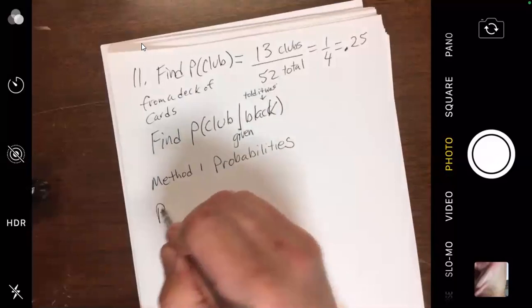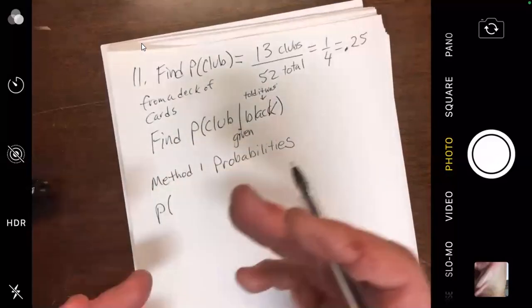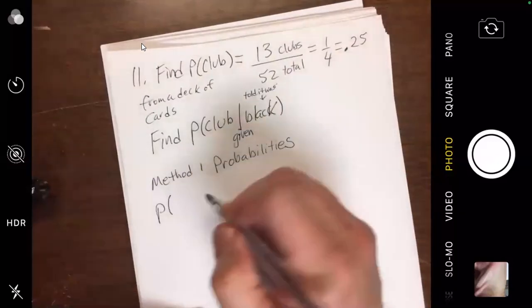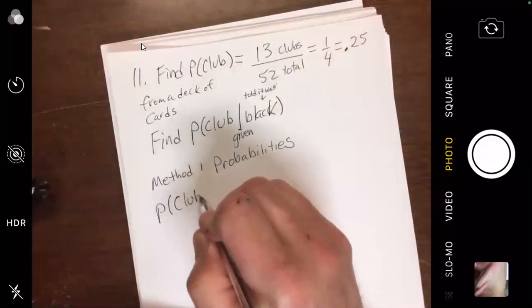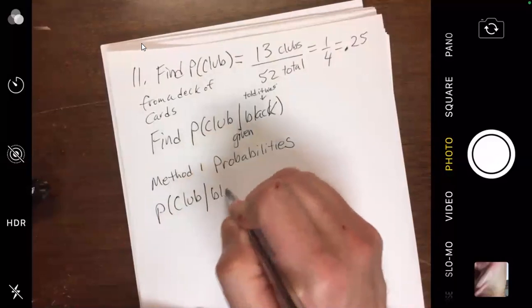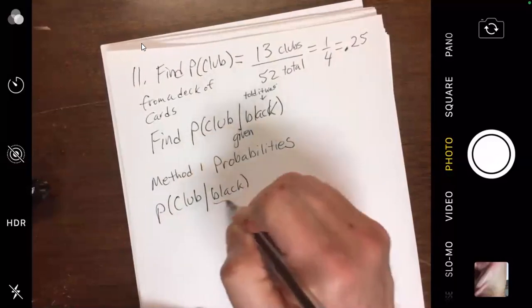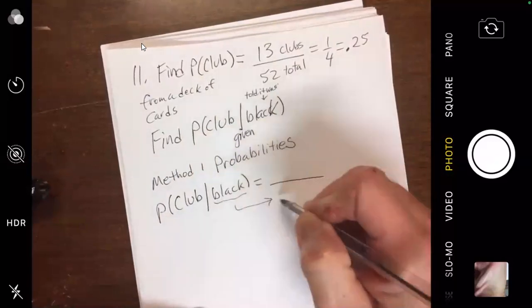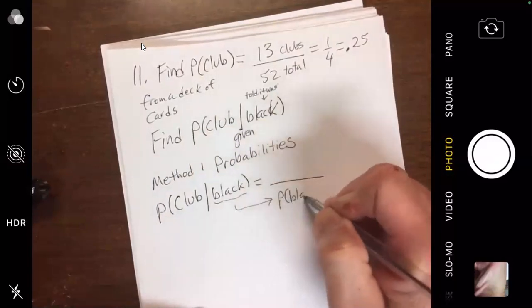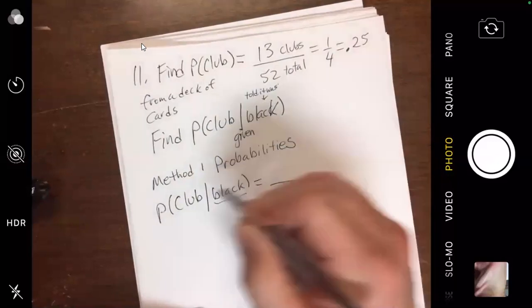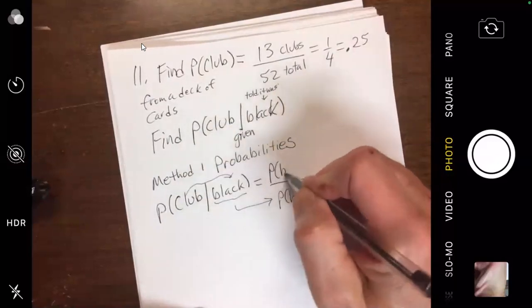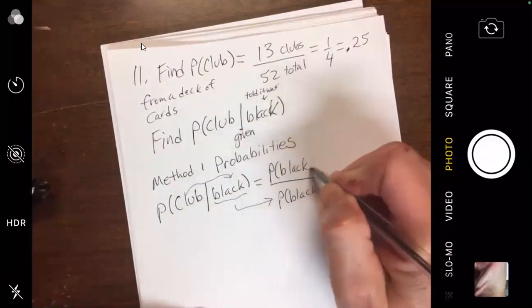All right, so I'm going to write this. We're not using E's and F's or A's and B's. I'm going to diagram it out, though, just like I showed you. Club, given, black. The second thing goes on bottom, the probability of a black card. Both go on top. I'll switch the order, black and club.